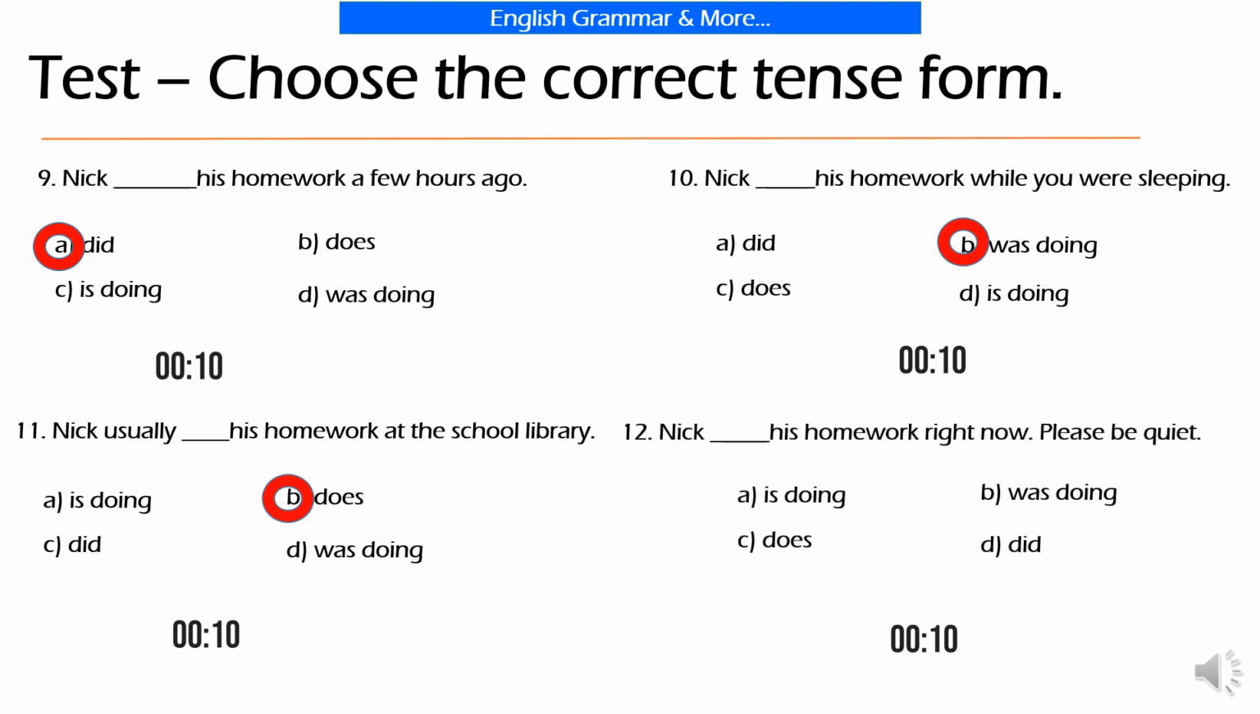Question 12. The correct answer is A. Nick is doing his homework right now. Please be quiet. In this sentence, from the words right now as well as please be quiet, we understand that this action is happening as we are speaking at the present moment.